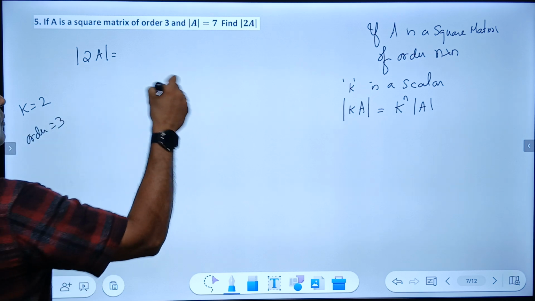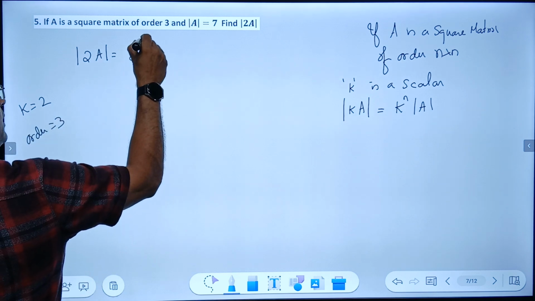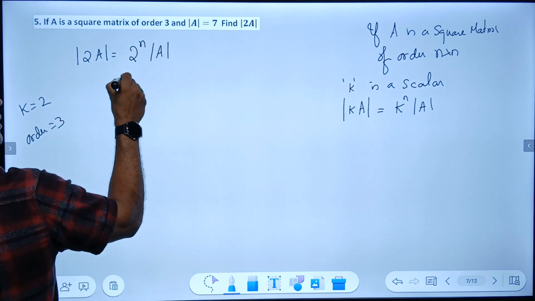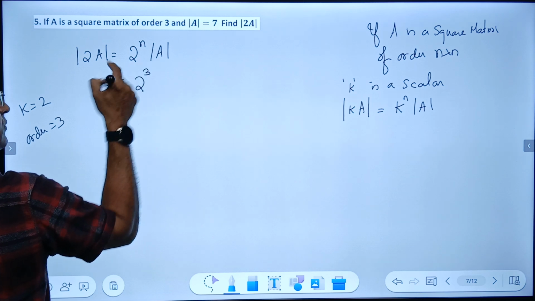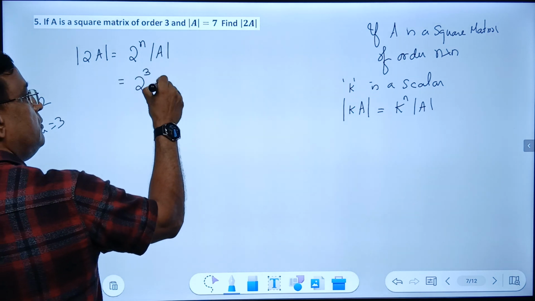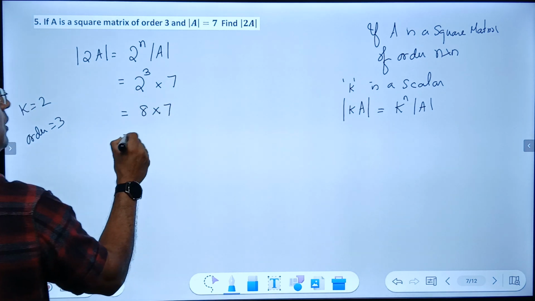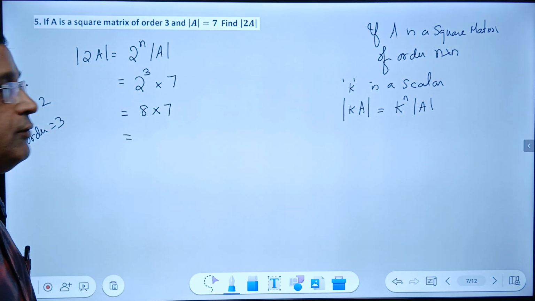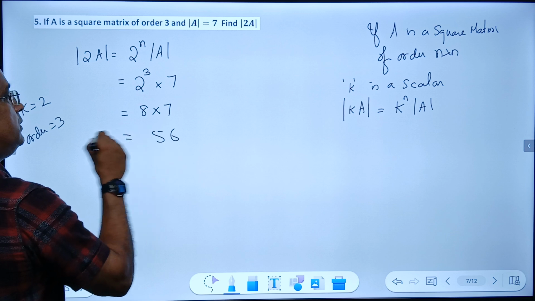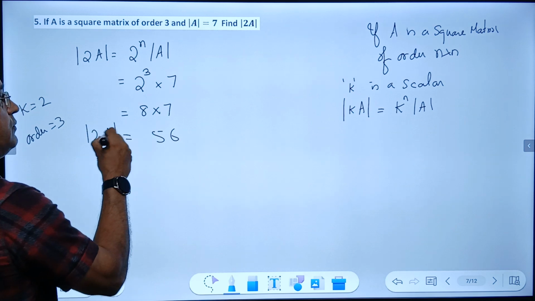So, how do I write the formula? 2 power n determinant of A. But what is my n? My order is 3. And what is determinant value? It is 7. So, it is 8 into 7. Now, what is 8 7? It is 56. So, determinant of 2A is 56.